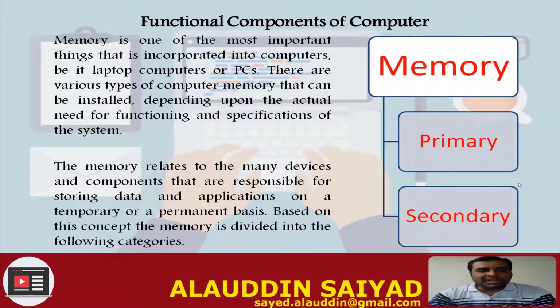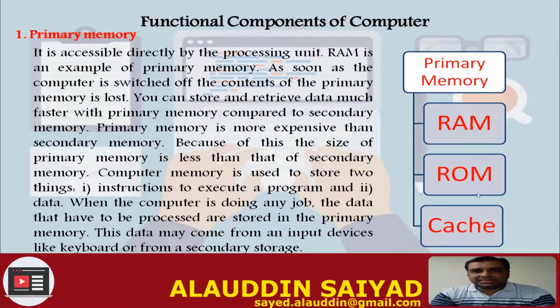Memory is one of the most important things incorporated into computers, be it a laptop, computer or PC. There are various types of computer memory that can be installed depending upon the actual need for functioning and specification of the system. The memory relates to the many devices and components that are responsible for storing data and applications on a temporary or a permanent basis. Based on this concept, memory is divided into two main categories: primary memory and secondary memory. The primary memory stores information for temporary purposes and the secondary memory stores information on a permanent basis.